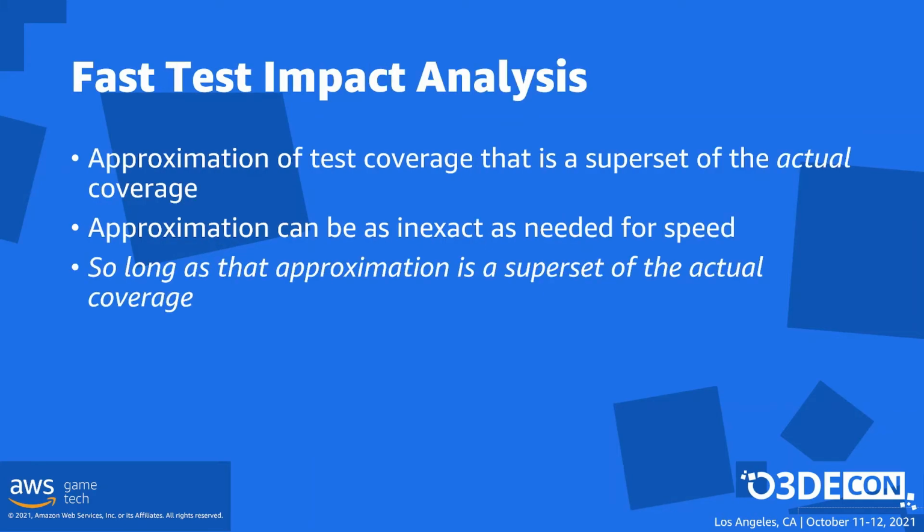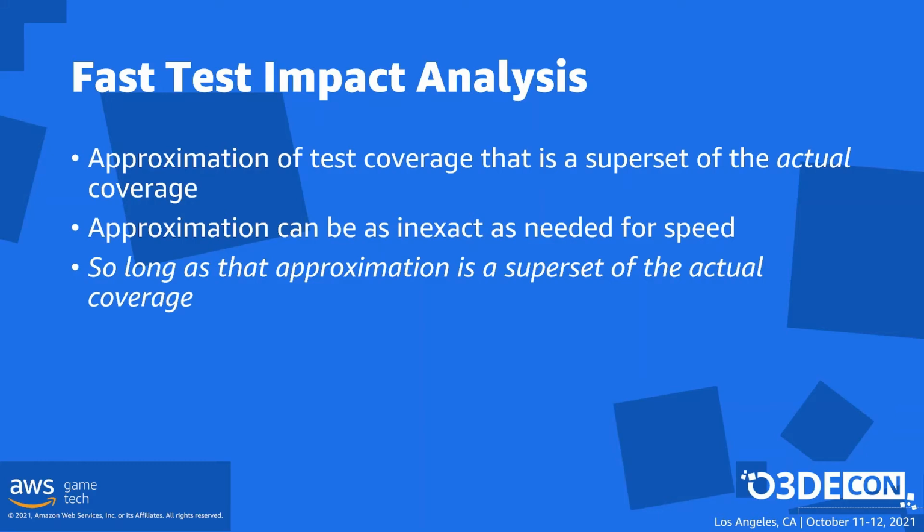This brings us to a technique we developed called fast test impact analysis. With fast test impact analysis, rather than attempting to determine the true line-by-line coverage of a given test target, we instead generate an approximation that is the superset of the actual coverage. This allows us to be as inexact as we need with our approximation in order to speed up our test targets run with instrumentation such that they can be used in test impact analysis. This approach works so long as the approximation is always a superset of the actual coverage.